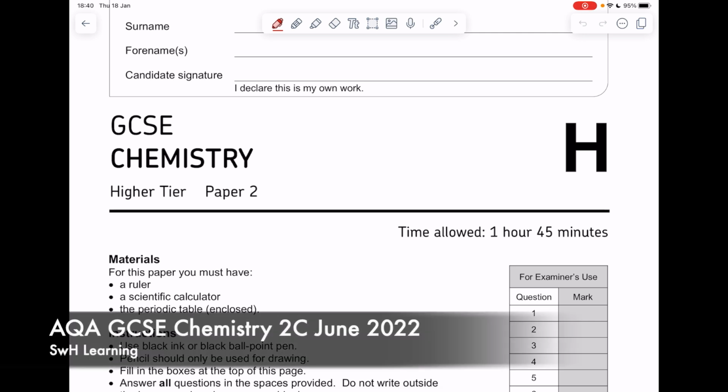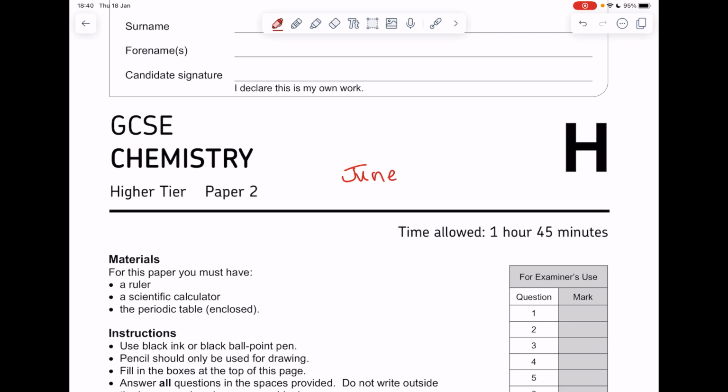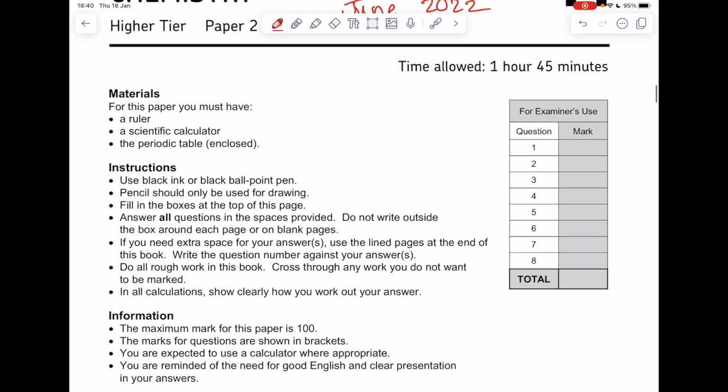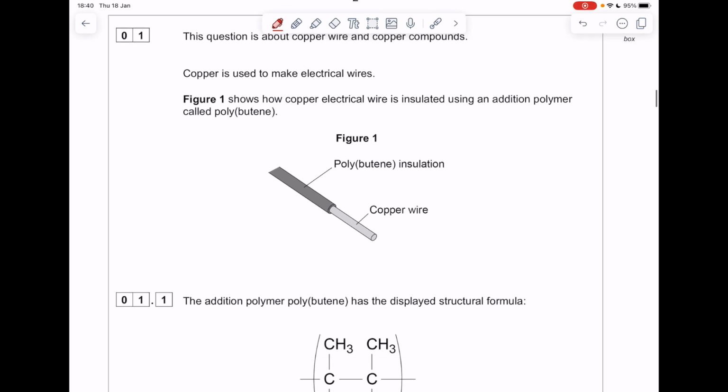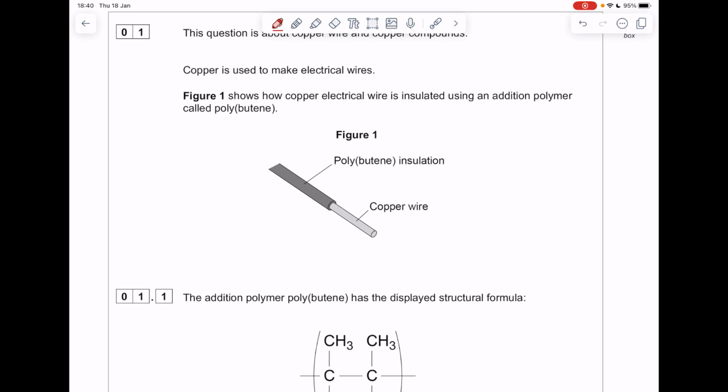This is an AQA GCSE Chemistry Higher Tier Paper 2 talk through from June 22. This question is about copper wire and copper compounds. Copper is used to make electrical wires. Figure 1 shows how copper electrical wire is insulated using an addition polymer called polybutene.